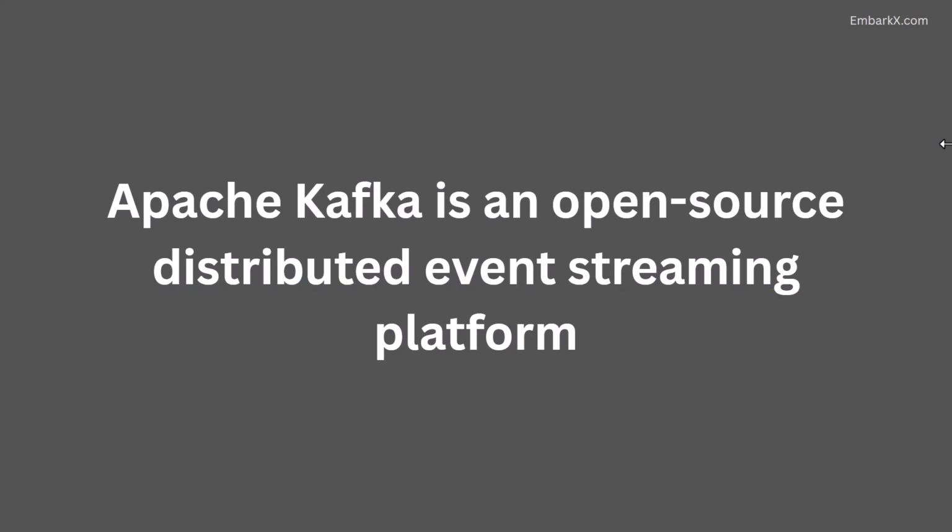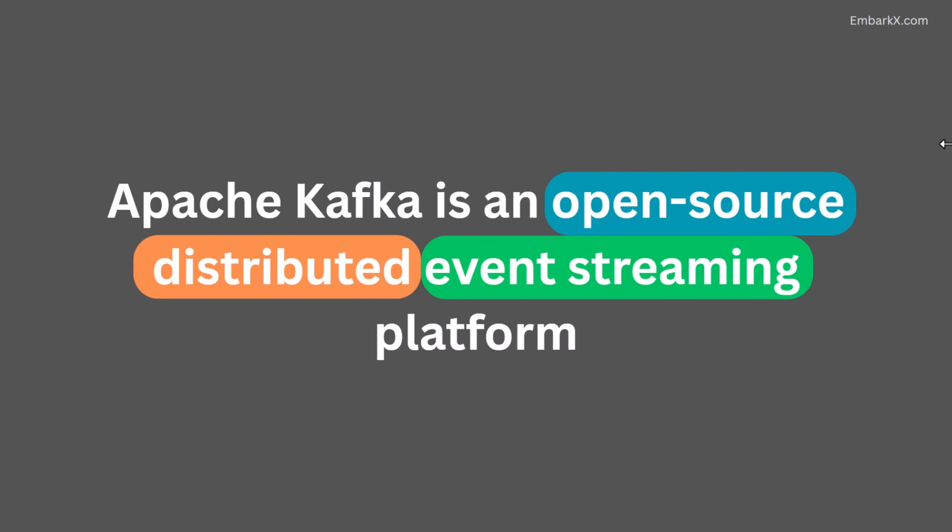It's time that we understand what Apache Kafka is. So what is Apache Kafka? Apache Kafka is an open source distributed event streaming platform. There are a few keywords that you should make a note of in this definition. First is open source, then it's distributed, and then it's an event streaming platform.